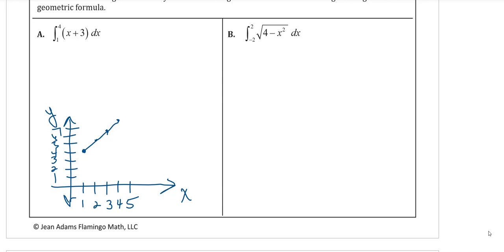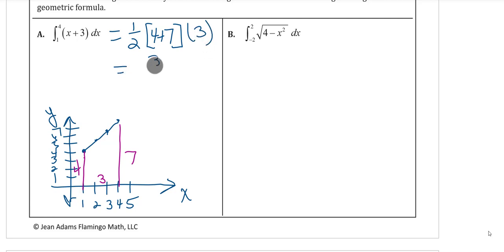So if I look at this shape that I have, our old friend, the trapezoid. I have my two bases with heights of 4 and 7. And then I have a width of 3. So my area formula ends up being 1/2 the sum of my bases times the width of my trapezoid. So this is going to give me 33/2, which is also 16.5.